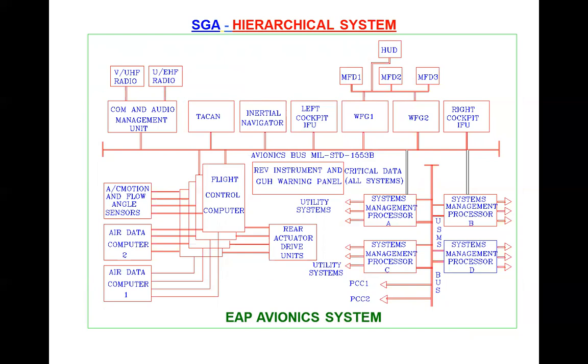Then instrument and warning panel is used here. Then flight control computer. Then air data computers are used with the sensor. Then system management processors, 4 system management processors are used, that is A, B, C, D, with the actuator and driver units. So these are the hierarchical system, that is hierarchical architecture.